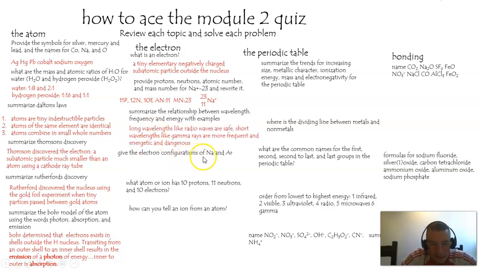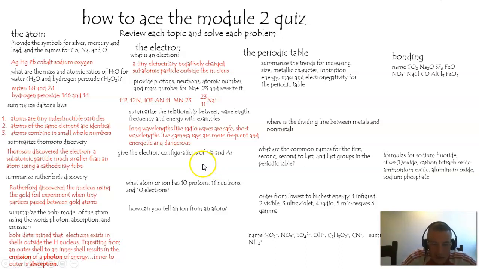Give the electron configurations for sodium and argon. Well, this is where you look at the periodic table and you follow the little leads, especially if you're using my periodic table that's included in this unit. You'll see that we need to account for 11 electrons in sodium. If you work your way across, you should get 1s2, 2s2, 2p6, 3s1. Have a look at the periodic table.